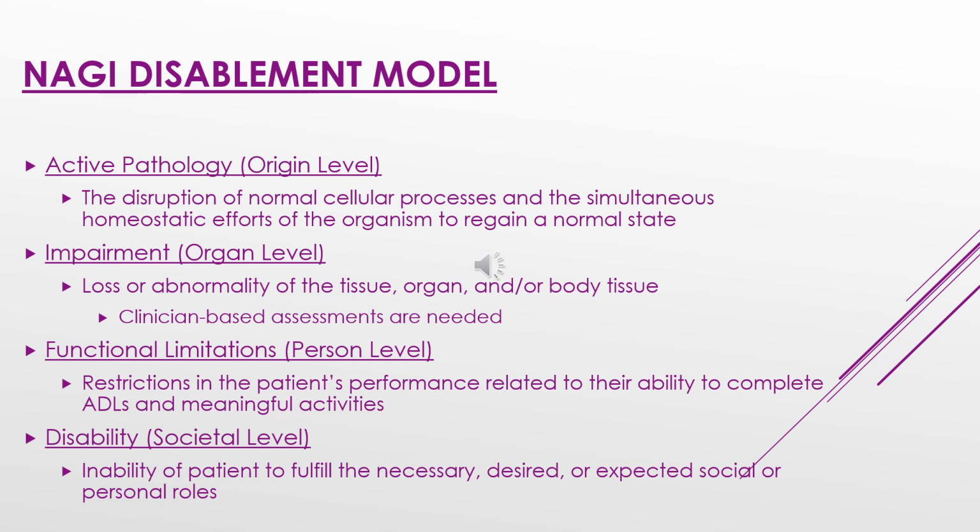The disability comes at the societal level. When they can't fulfill their necessary or desired expectations of themselves, or they can't fulfill their normal roles in their lives is where we see disability. So again, for an athlete, it might be their sport. They can't participate on their team. Or for a non-athlete, it might be work. They can't get up and they can't go to work and so on, right? And this is really where the Nagy model comes in. You can see here how it is a precursor to the ICF model, but it's fairly limited.